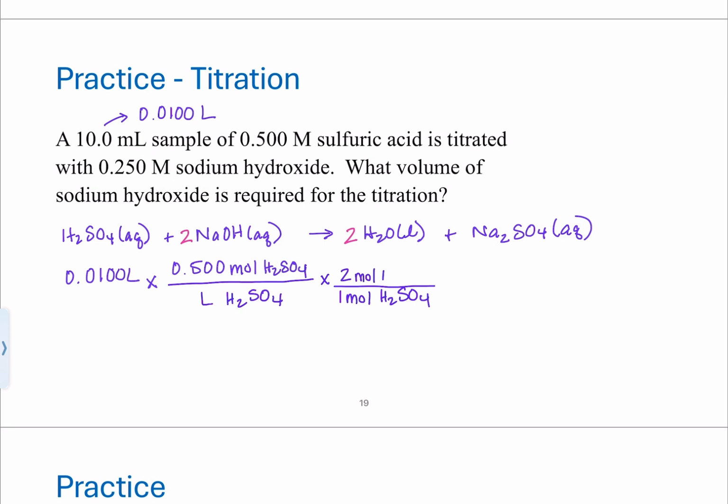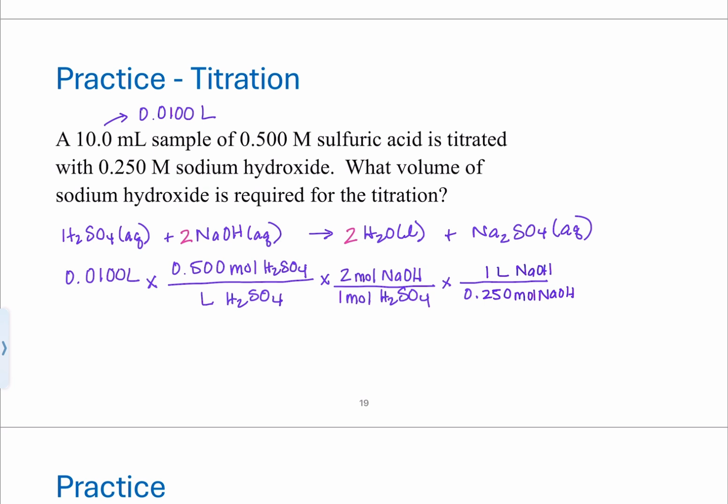Okay, what we have so far leaves us with moles of sulfuric acid, but we need to get to volume of sodium hydroxide. So we need to use our mole to mole ratio. In this case, we have 1 mole of sulfuric acid for every 2 moles of sodium hydroxide. Now we're left with moles of sodium hydroxide. So now we need to use the concentration in order to get the volume that remains.